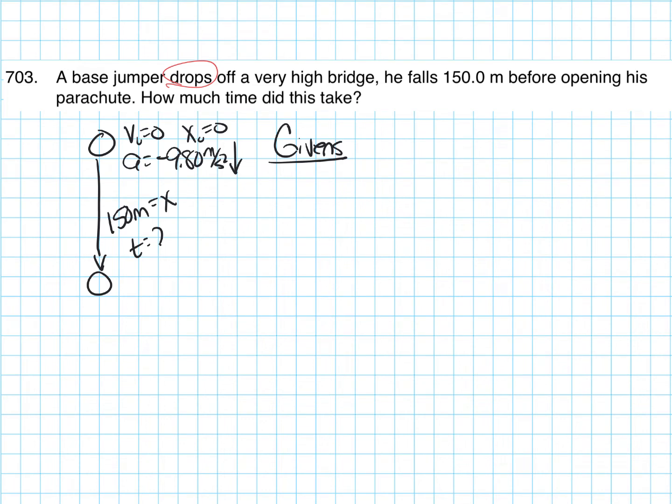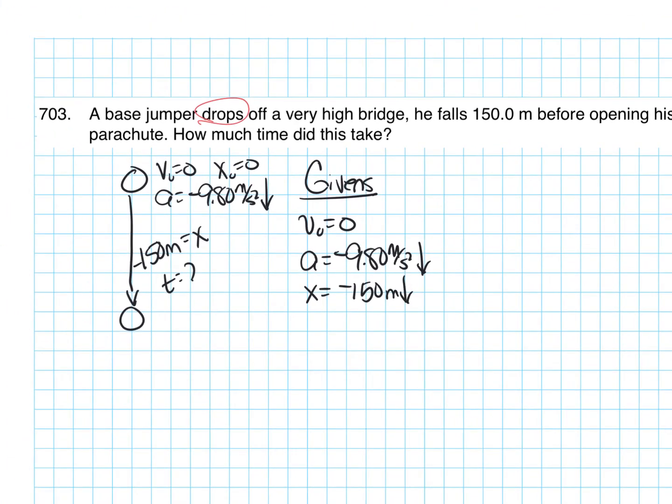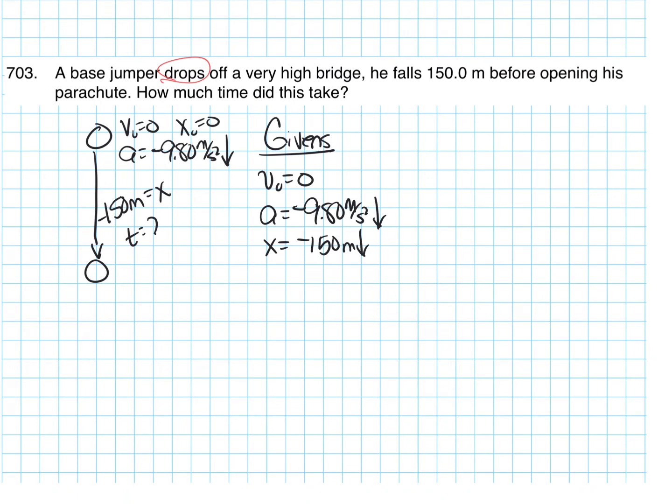I am given that he drops, so initial velocity is equal to 0. Because he drops, he's in free fall, so the acceleration is negative 9.80 meters per second squared because he's going down, so I'm making down the negative direction. He's going to fall 150 meters, so that 150 meters is actually going to be a negative 150 meters, again, because it's downwards from where he starts. And I'm looking for the time. So there's the time.